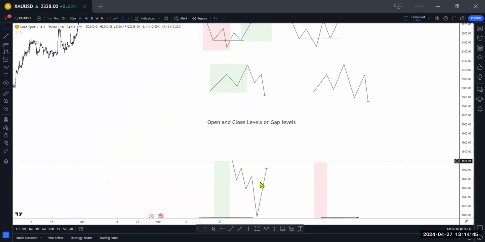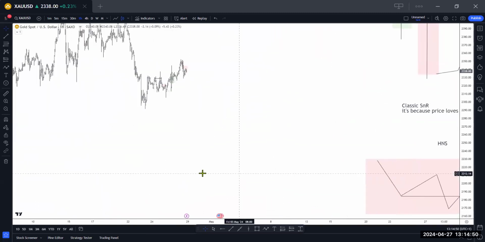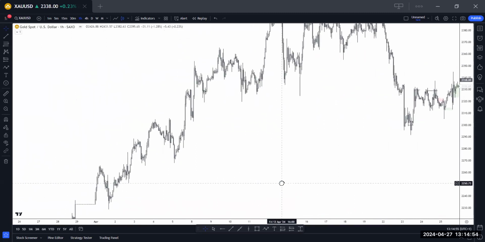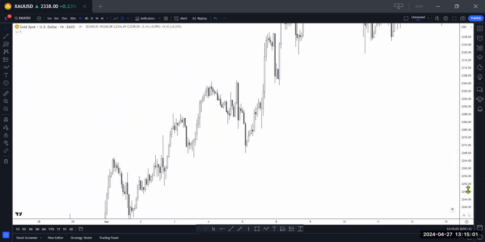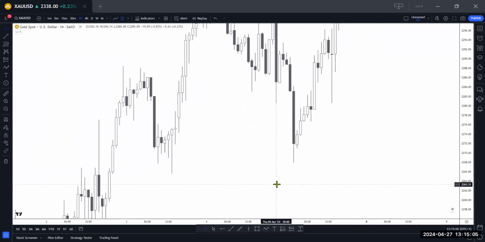Now let's see if this really works. Does this work in the market? Let's see. Again, gap levels are continuation setups. So you look for them when you're expecting price to continue in a particular direction. Okay. First example.